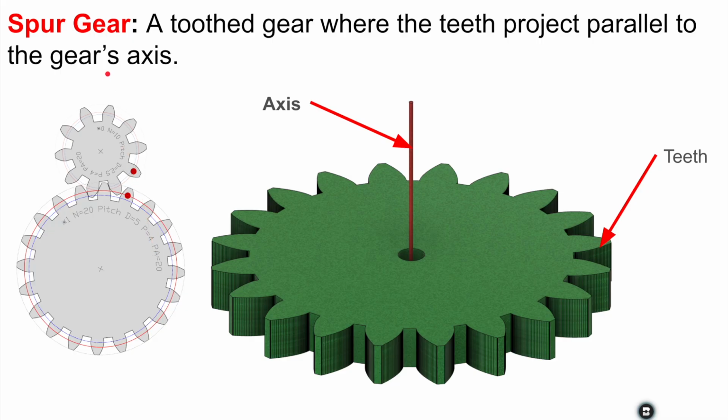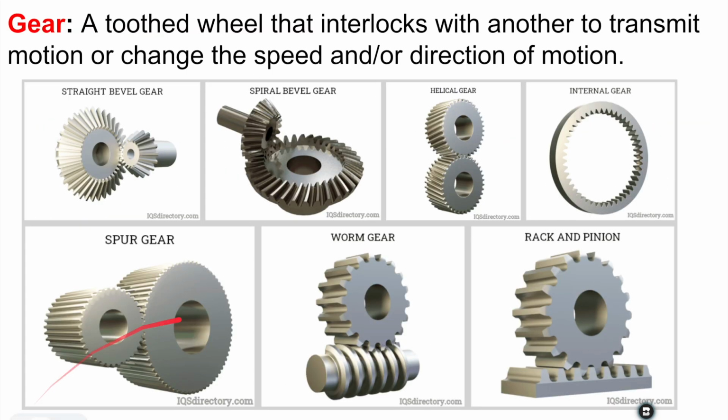A spur gear is a toothed gear where the teeth project parallel to the gear's axis. So you can imagine that the axle, the shaft, or the axis of this gear runs straight through the center of the hole in this gear. So right down the middle here. And you can see that the teeth are projected parallel, as compared to something like a helical gear, where that wouldn't be the case. In a helical gear, the axis is coming out this way, but the teeth are projected at a different angle, so not parallel.